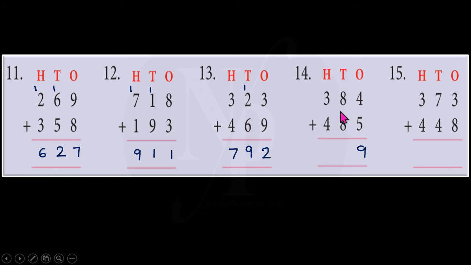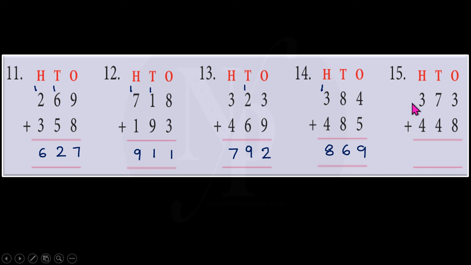So we come to tens column now. 8 plus 8 is 16. 16 tens are regrouped as 100 and 6 tens. We carry forward 100 to the hundreds column and we write 6 in tens column. Now we add the digits in hundreds column. 1 plus 3 is 4. 4 plus 4 is 8. So we write 8 in hundreds column. Therefore, 869 is the sum of 384 and 485.